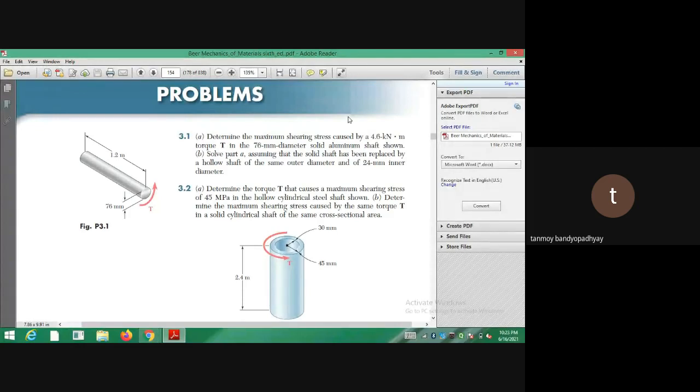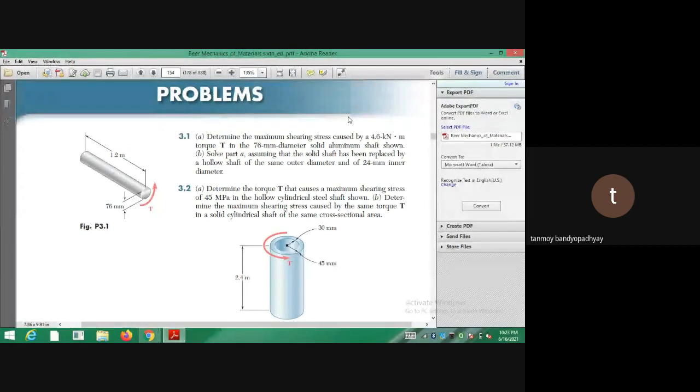I am just giving you the concept of these two problems. So in the first problem, you can see that you are having a solid shaft. The length of the shaft is given as 1.2 meter and the diameter of the shaft is 76 millimeters. So you have to find out the maximum shearing stress caused by a torque. The value of the torque is given and you have to find out the shearing stress, tau max, that is being caused in the shaft.